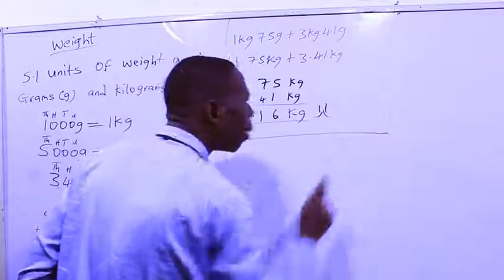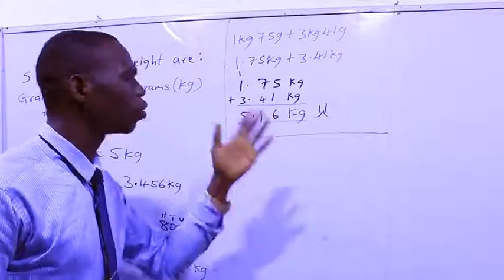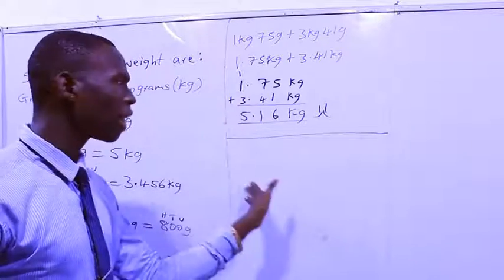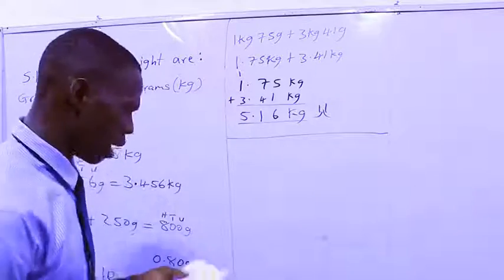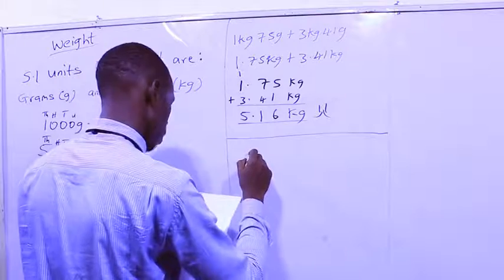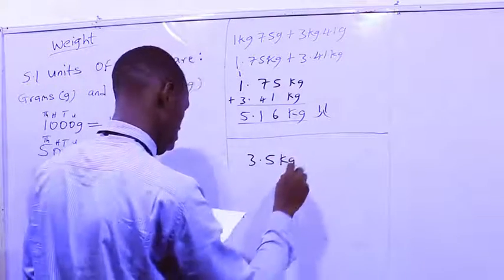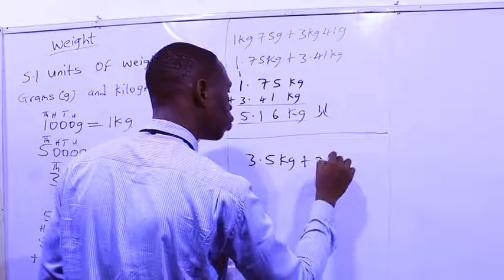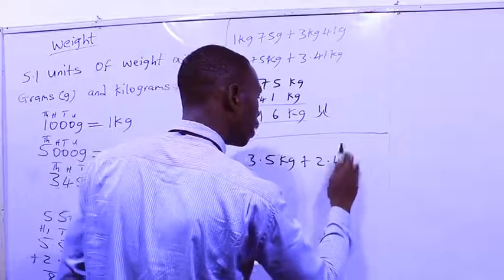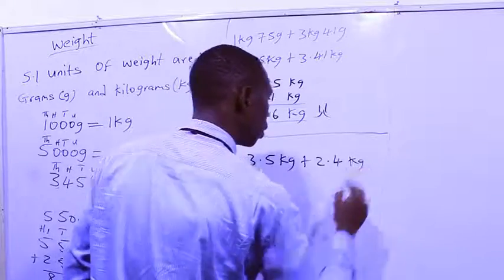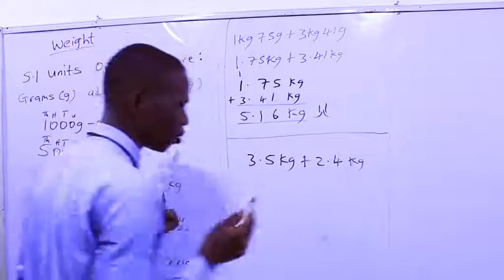What if we are asked to convert? After addition, we should convert it to grams or kilograms. Example: 3.5 kilograms plus 2.4 kilograms. Convert it after addition or convert it straight.